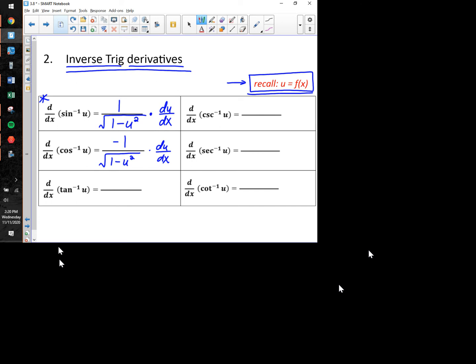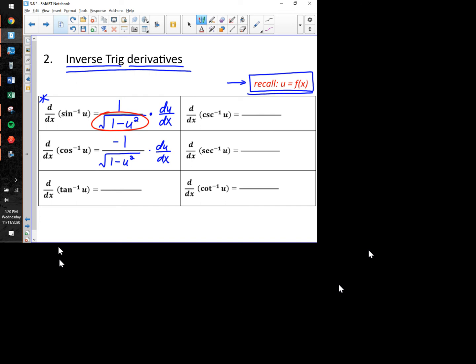One thing, let me say this real quick, that should worry you guys. What if u was 3? Don't we have a problem right here? Because that becomes 1 minus 3 squared. That's 1 minus 9, which is negative 8. And the square root of negative 8 is an imaginary number. That would be a problem.